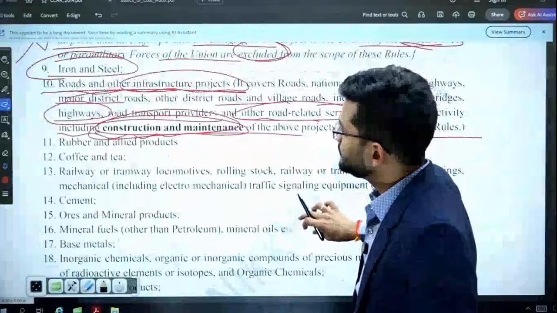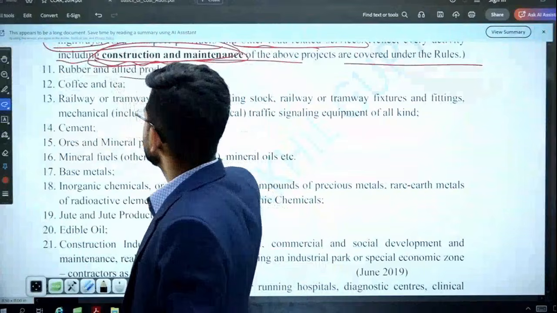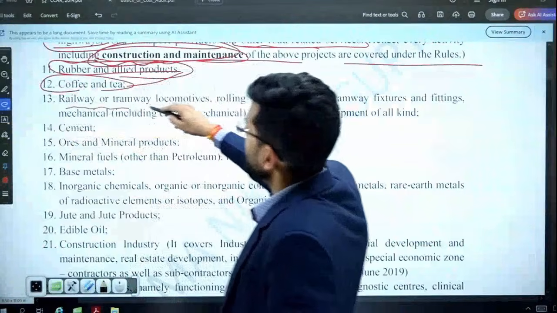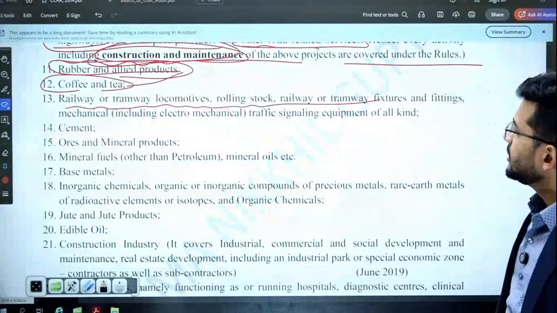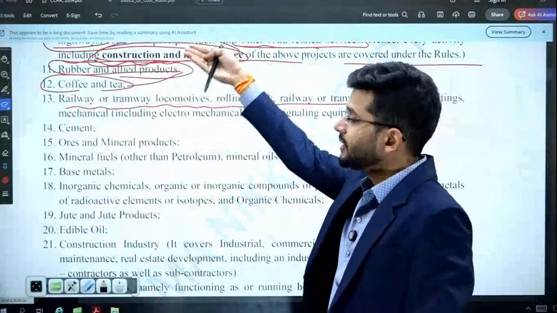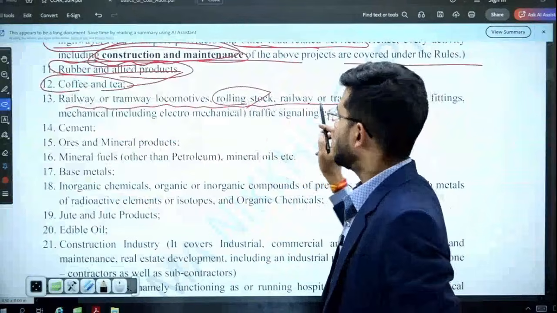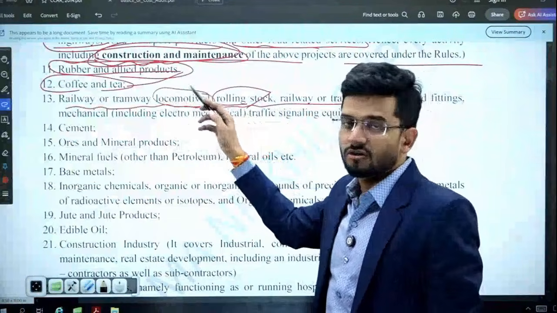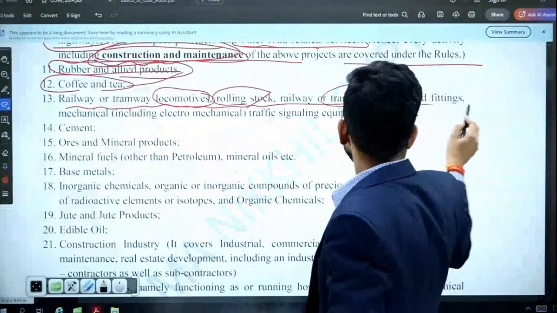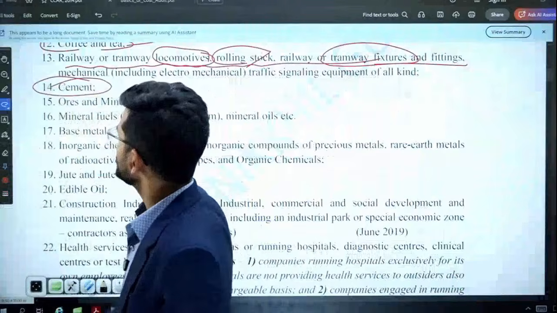cost record rules. Rubber and allied products, if you are producing rubber and some products which are related to rubber, coffee and tea included, railway or tramway locomotives, rolling stock, railway or tram fixtures, fittings, mechanical. So any kind of fittings which are used in railway, like a railway track, rolling stock of railway, locomotives, manufacturing of the railway wagons, any kind of tramway fixture, anything is included in cost records. Cement is included in cost records.